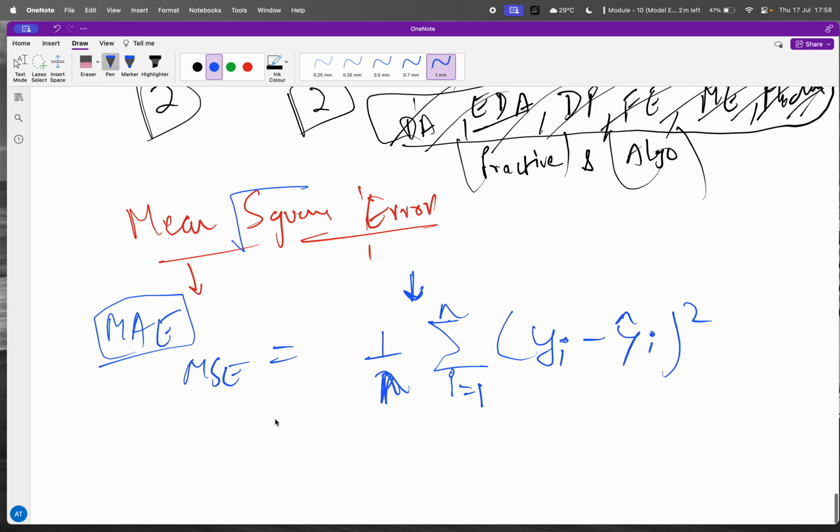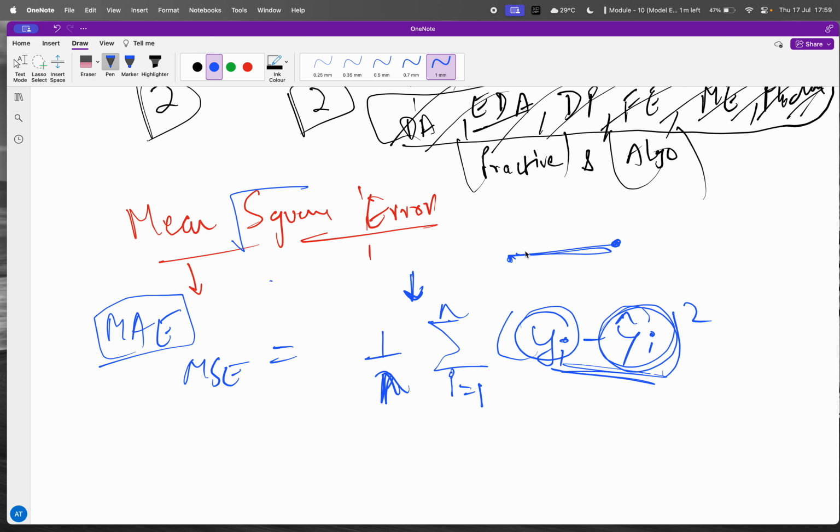We can say that we do the MAE work, but over here we square the error. Whatever the error between actual and predicted, we subtract them and square the error, such that if it is a big mistake we can reduce it.